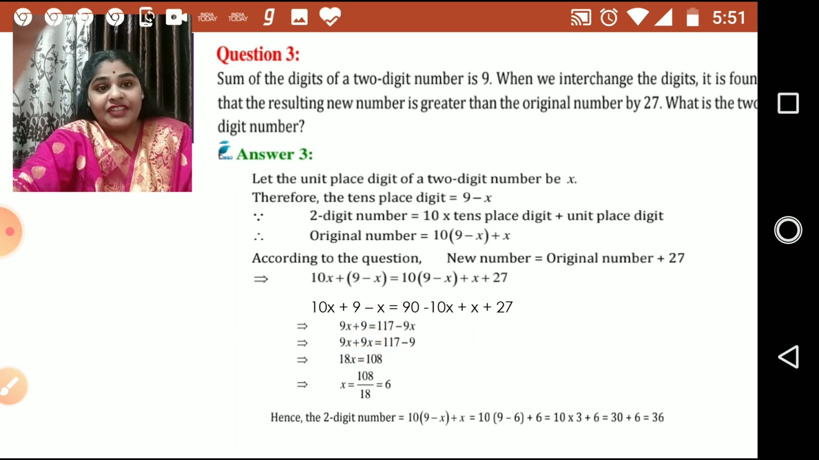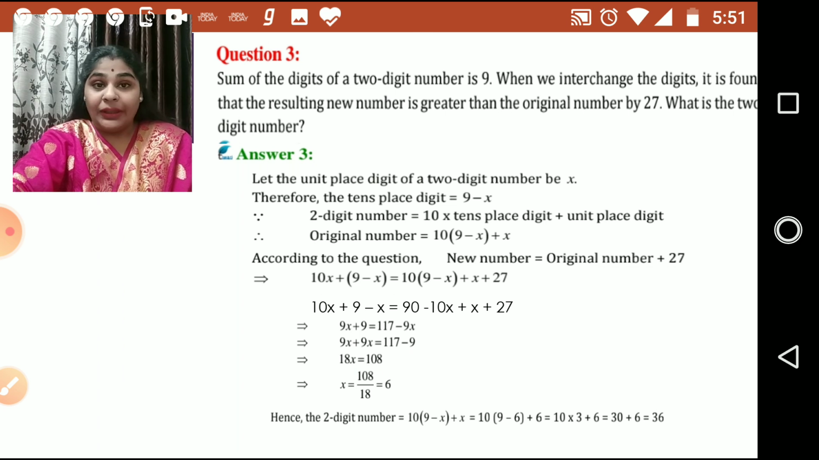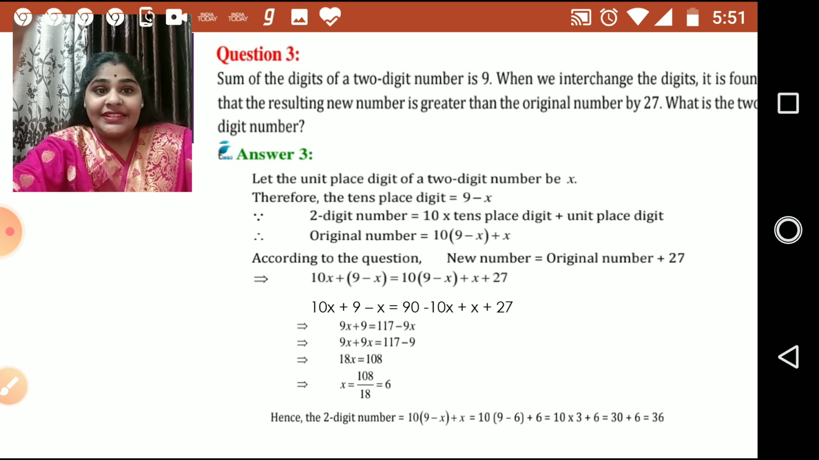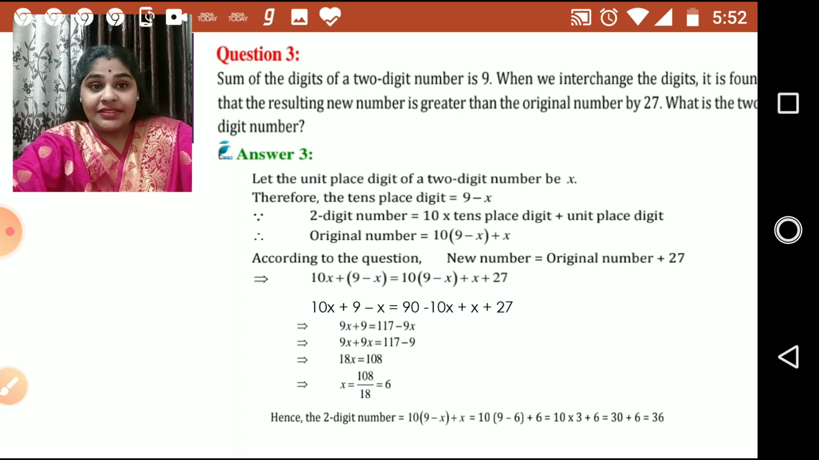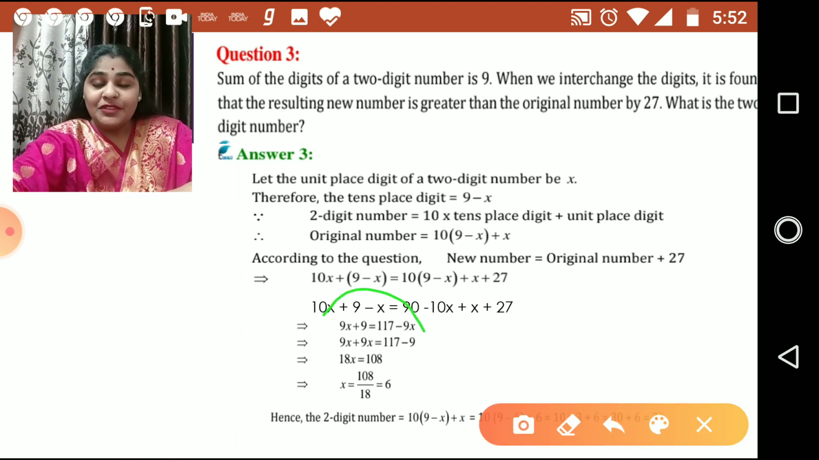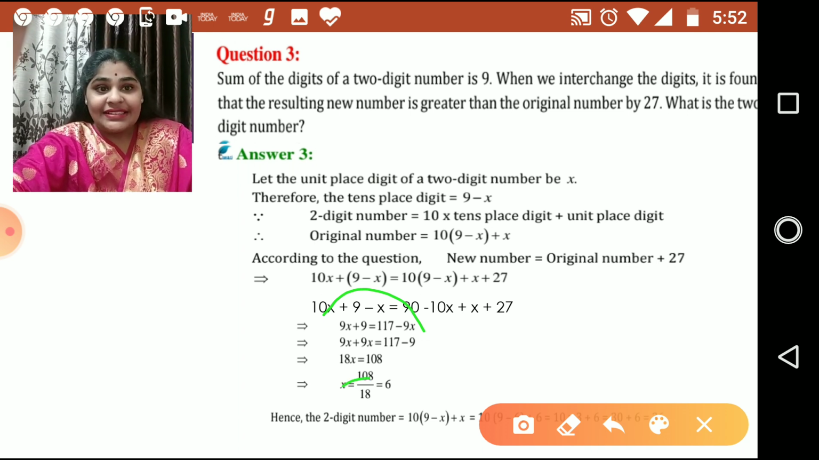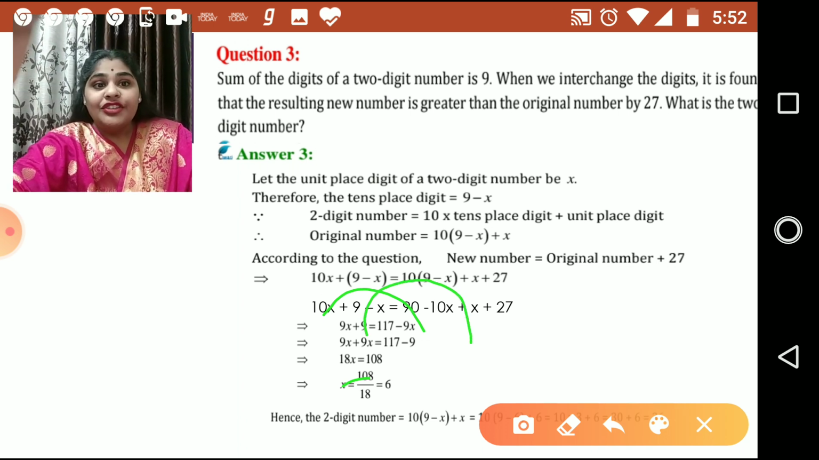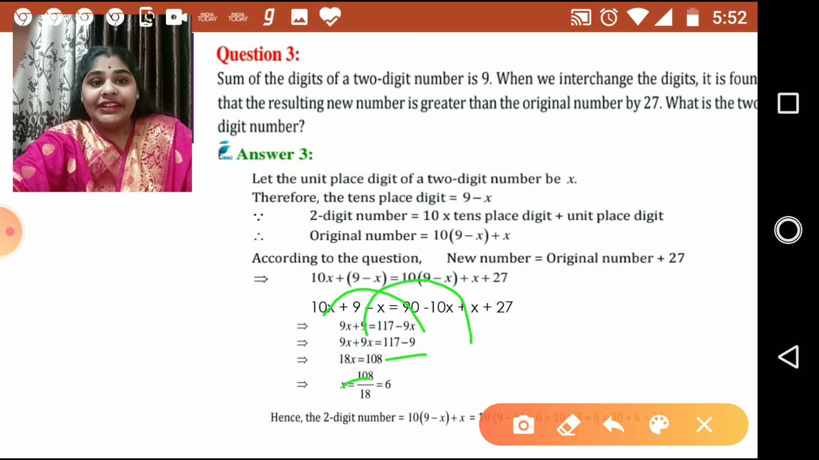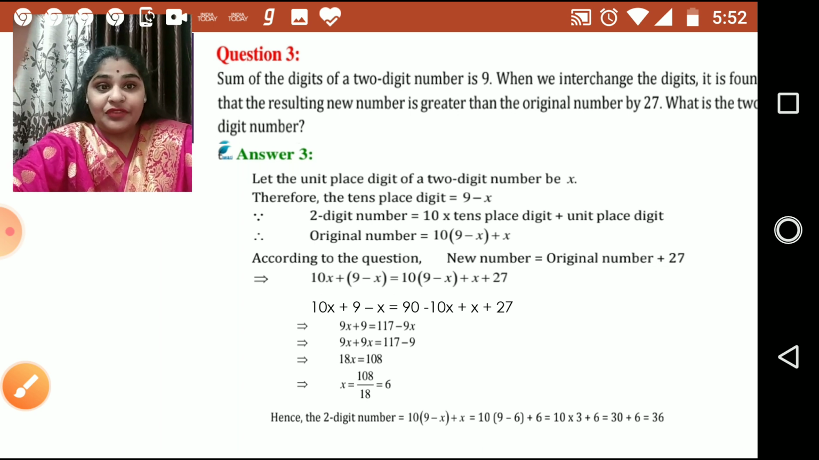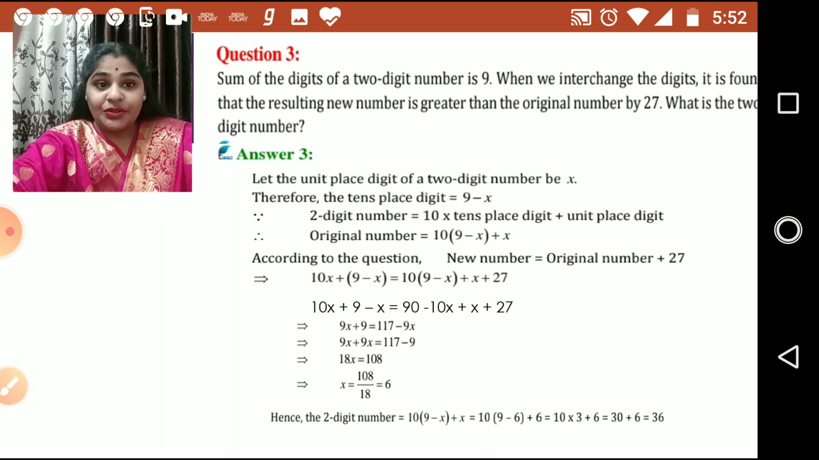Now here we will transport the constants to one side and variables to the other side. So in the next step you can see here, children, this negative 9x that is on the right-hand side is shifted towards the left-hand side, which becomes positive 9x. So 9x plus 9x is nothing but 18x, and equal to this plus 9 is shifted to the right-hand side, which becomes minus 9. So this is negative 9, that is 117 minus 9 will be 108. Now the next equation which is formed is 18x equal to 108.